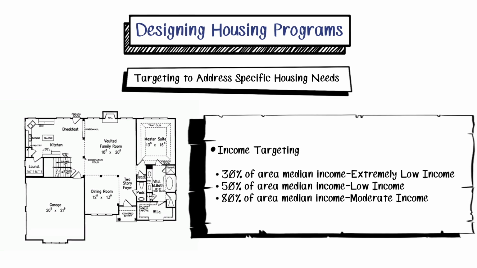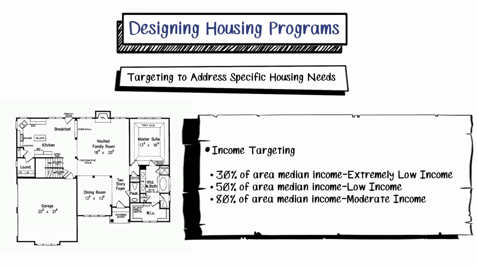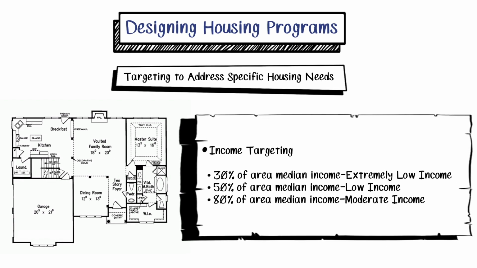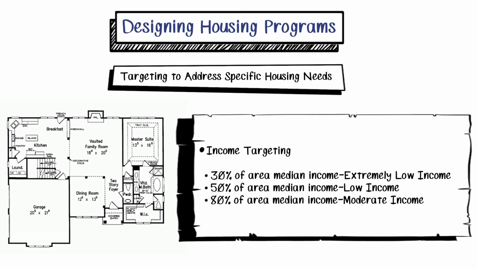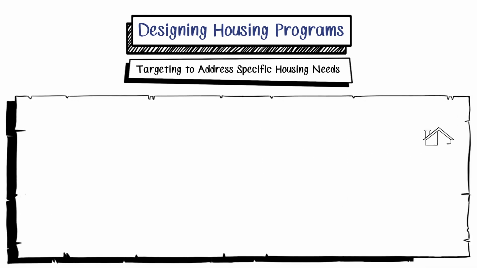Some communities design programs that initially target those most in need at the extremely low income or low income levels first, before opening the program to households earning moderate income. CDBG grantees and units of general local government may also target housing assistance through specific activity types.